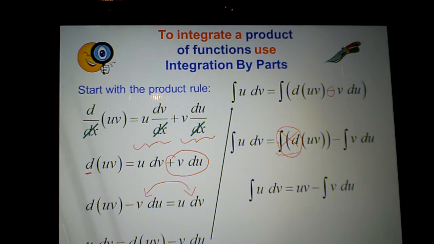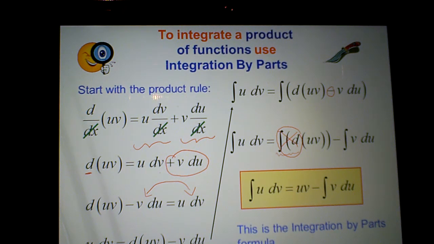So I now have the integral of a function u with respect to v, which is a little awkward, is equal to the product of those two functions, u and v, minus the integral of the function v with respect to u. Again, a little awkward. This is, however, called the integration by parts formula. Of course, integration by parts is a little long, so we can call this IBP.